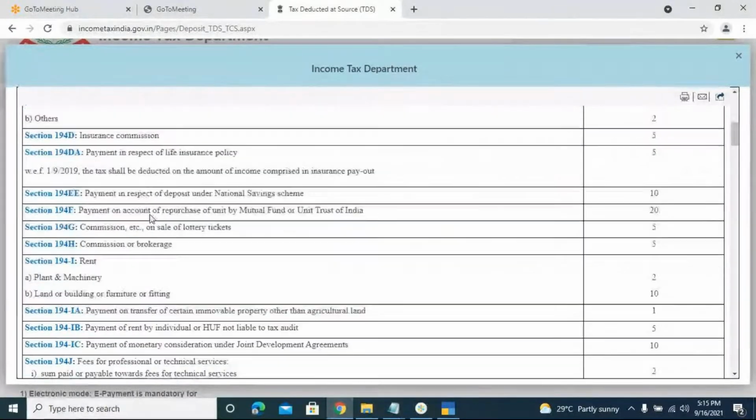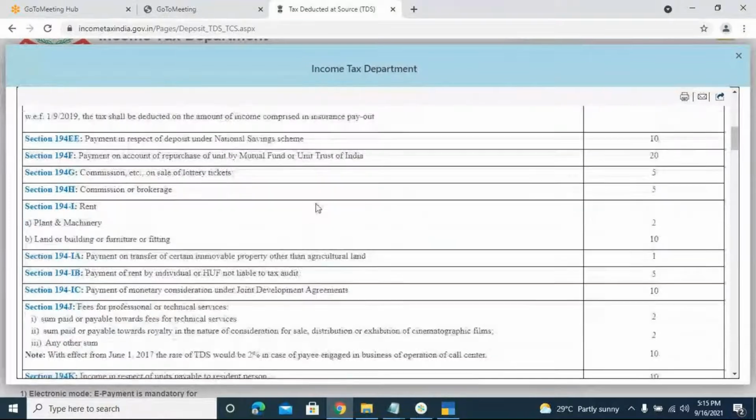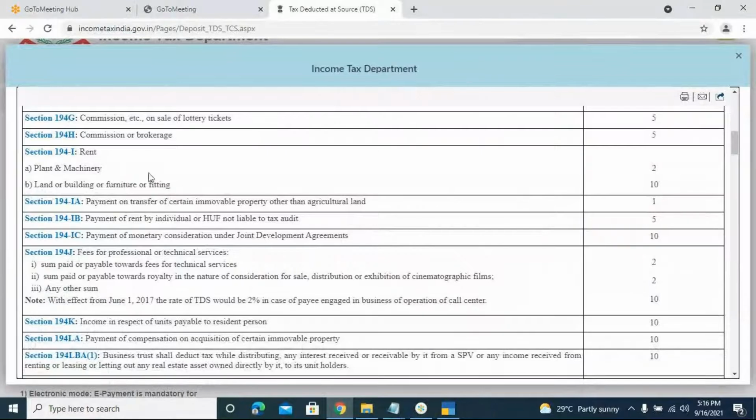Yes, this clarity you should have. Now, payment in respect of deposit. Suppose I'm making a deposit under the NSS scheme, the National Savings Scheme, again 10% tax rate. Mutual funds, we have a 20% tax rate. In case of commission on sale of lottery tickets, 5%. Most important, if we have commission or brokerage based services, 5%. Suppose rent has to be paid on any plant and machinery, we have 2%. For rent on land and building or furniture or fittings, it is 10%.